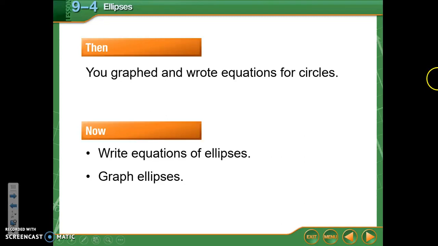All right, today we are talking about the fourth section of this chapter and our third conic section. So far we've talked about parabolas and circles. Today we're talking about ellipses. Ellipses are related to circles because an ellipse is kind of like an oval. So it's kind of like a circle that's been stretched out in one direction. So we're going to write equations of ellipses and practice graphing them today.